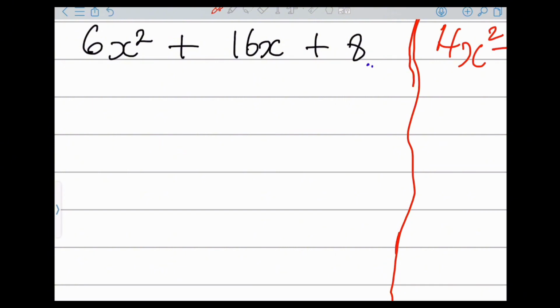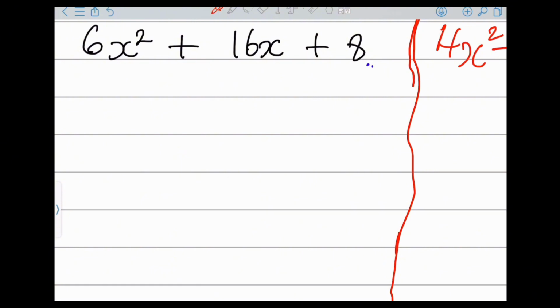Always check if there's a GCF. Again, before we do the AC method, always check if there's what? GCF. One more time. Before we do the AC method, always check if there's a GCF.